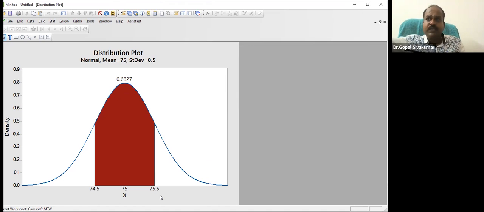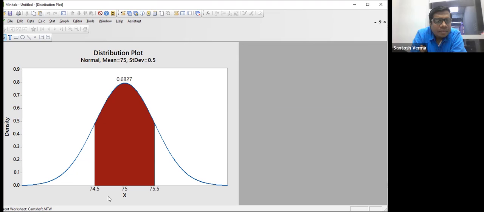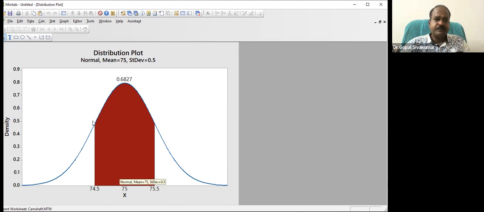Tomorrow I am going to produce 10,000. Then 6,827 is going to be between these two. Even before producing, even before manufacturing, I could say this will be the range of dimension in my product, simply because I have the mean and standard deviation. How many of you understand my language? Yeah, we understand. Great.